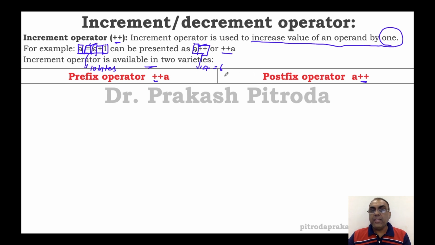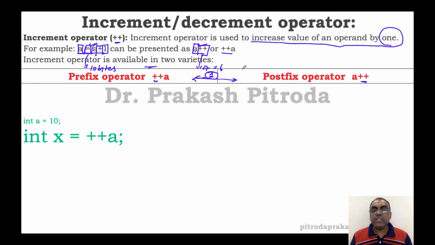But in spite of that, they both have the ability to increase the operand value by 1. Now, what is the difference? That we will also see. Let us say I assume a is equal to 10, and I have just changed the size to help us understand better.